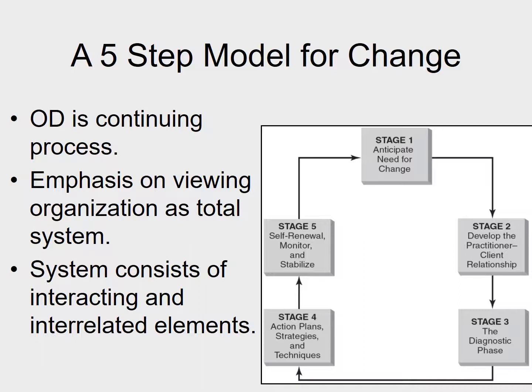and the actual implementation of those interventions. And then stage 5 is the self-renewal, monitoring, stabilization. That's basically where we're checking, is it working? If it isn't, what else do we need to do, which gets us back to stage 1. Or it puts us into the self-renewal, monitoring, and stabilization. It's working, but now we can't just walk away from it and assume it's always going to work. We're going to keep looking to see if a new problem arises.